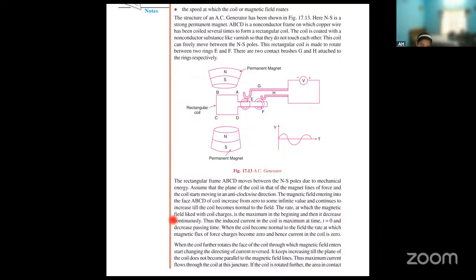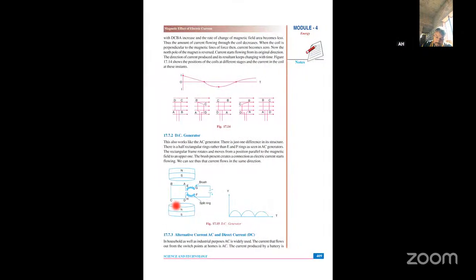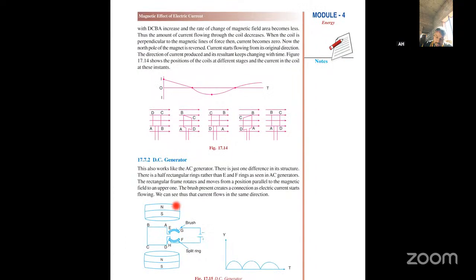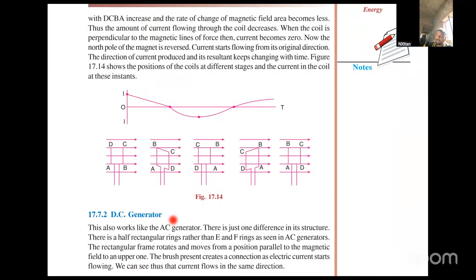If the coil is rotated further, the area in contact... Sorry, sir. The area in contact then?